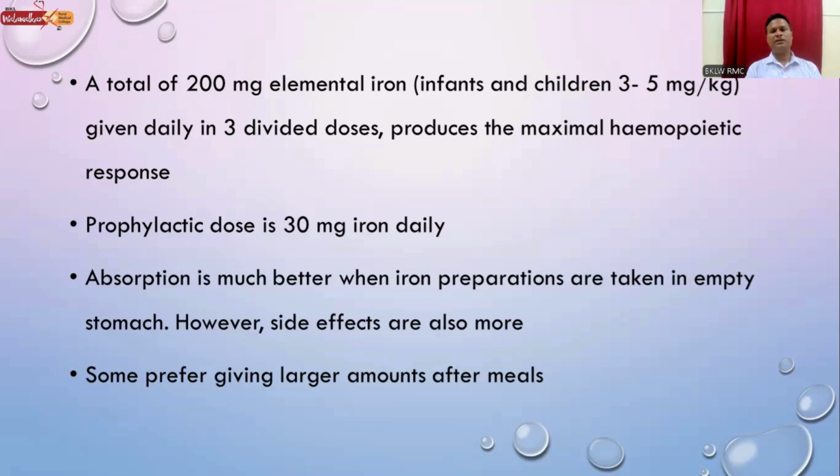While giving it in infants and children, we have to calculate the dose as per body weight, and the dose is 3 to 5 milligram per kg. When these preparations are used for prophylactic purposes, the prophylactic dose is 30 milligram of elemental iron daily. Absorption is much better when these iron preparations are taken on an empty stomach.